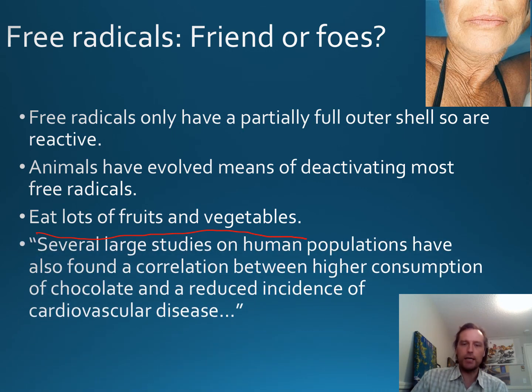Several large studies on human populations have also found a correlation between higher consumption of chocolate and a reduced incidence of cardiovascular disease. Think about this. What kind of data is this? You can pause the video and try to answer that. Is this observational data or is this experimental data? You can pause the video.